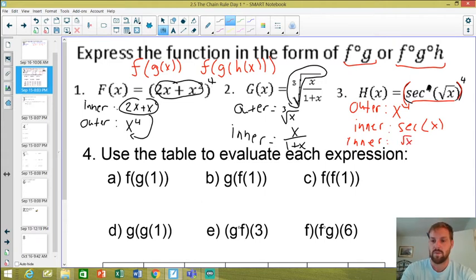So what I want us to be able to recognize is that square root of x is being plugged into secant, and then all of that is being plugged into x to the 4th. So that's a function within a function. And we got to be good at recognizing that in order to do chain rule. Okay, we'll have plenty of practice with that.